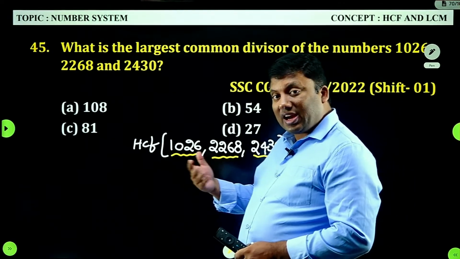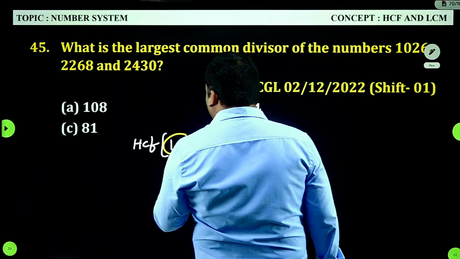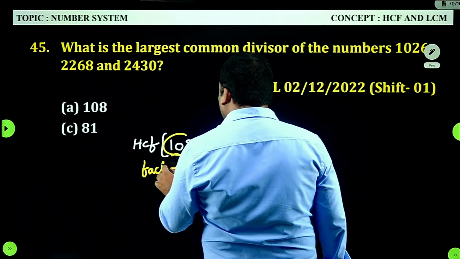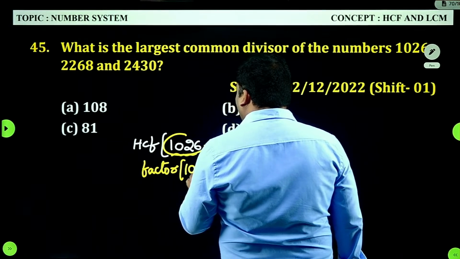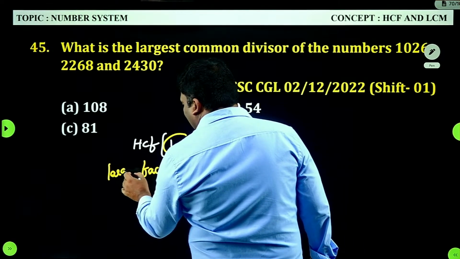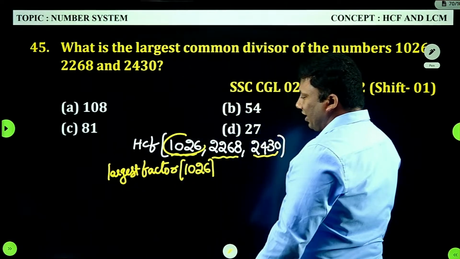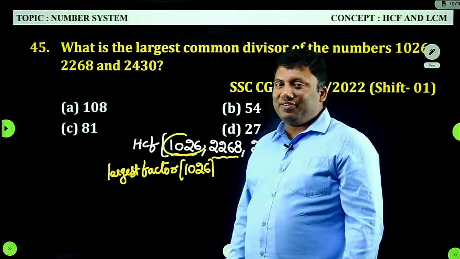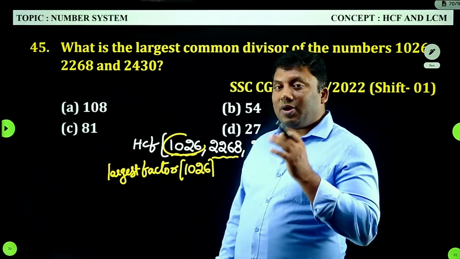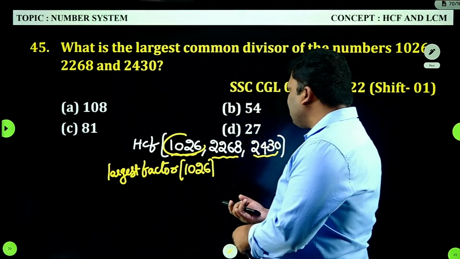If you are stuck, how do you solve the question the long way? The answer should be a factor of 1026, in fact the largest factor of 1026. Largest factor of the smallest number. Already we discussed: whenever we are doing the HCF, we have to take the smallest number and factor. Here all the options are divisible.